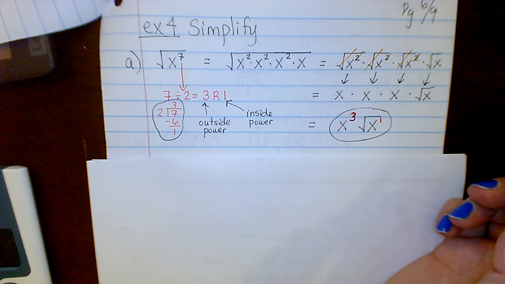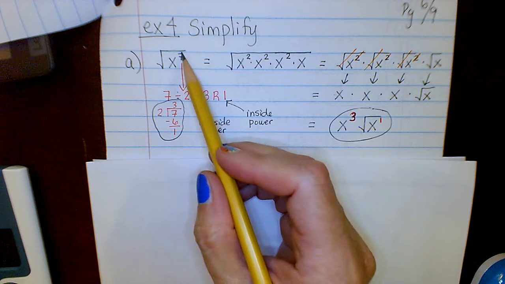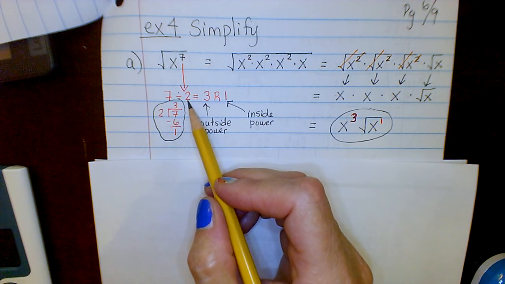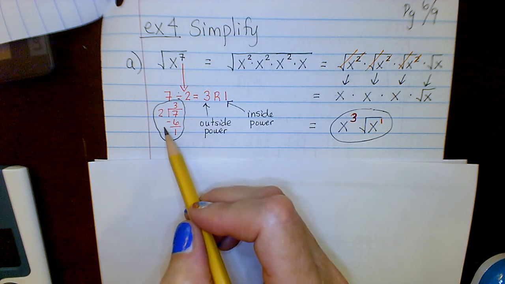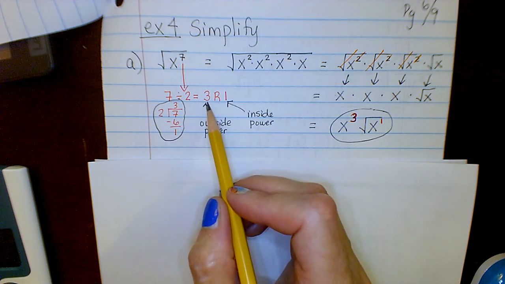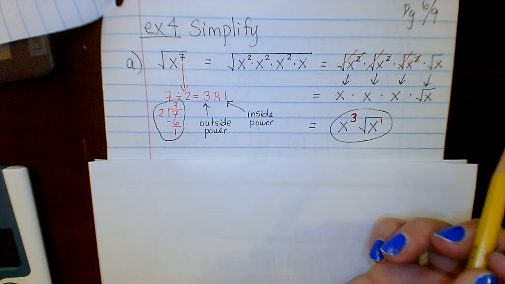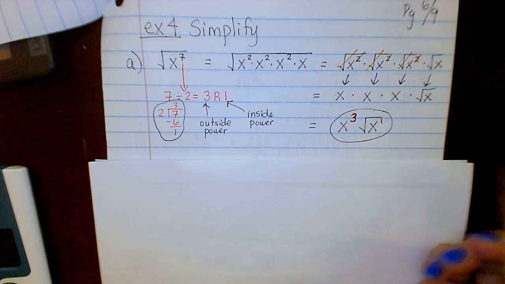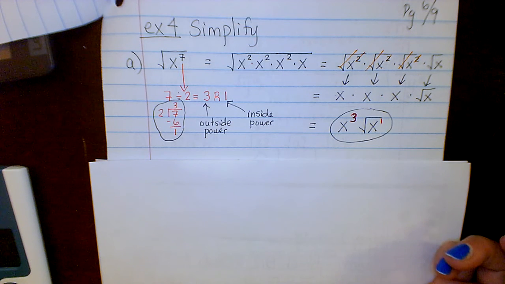Okay, so let me show you what happens. If you take this power and you divide it by 2, that's because it's a square root. So 7 divided by 2, right? So here's the long division. If you divide 7 by 2, 2 goes into 7 3 full times, and you have a remainder of 1. This 3 is your outside power. Your remainder is your inside power.